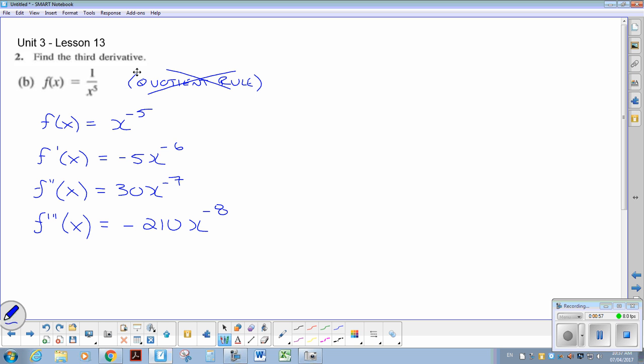So there is my third derivative, and you can see if you tried to do this with quotient rule, it's going to be a lot messier and uglier than that. So if you can avoid the quotient rule and write it in this form, it makes your life a lot easier. If you have any questions, let me know.